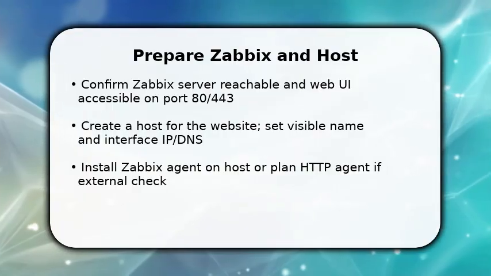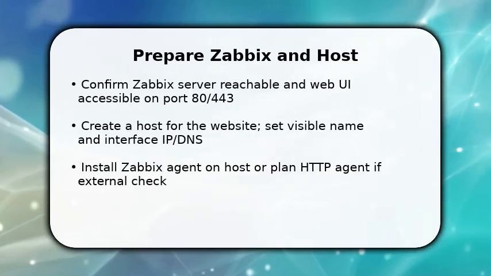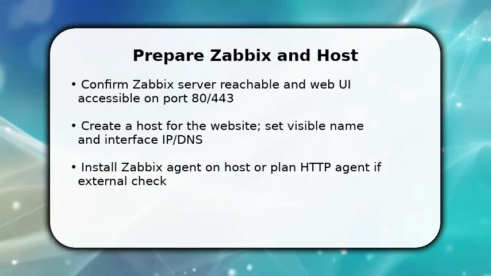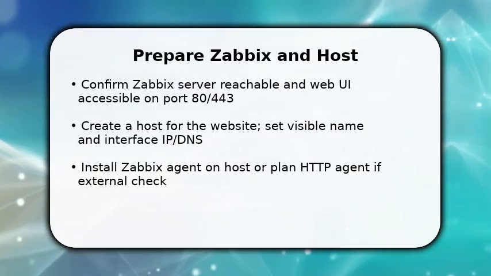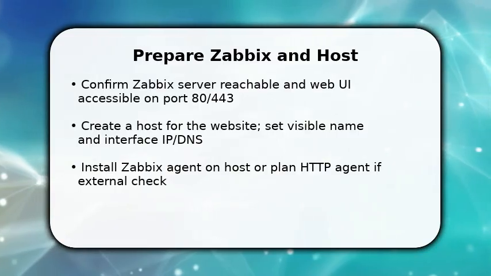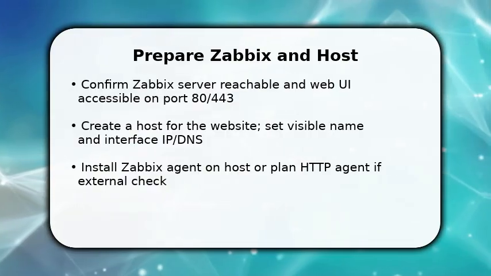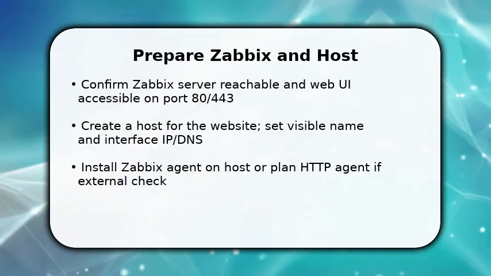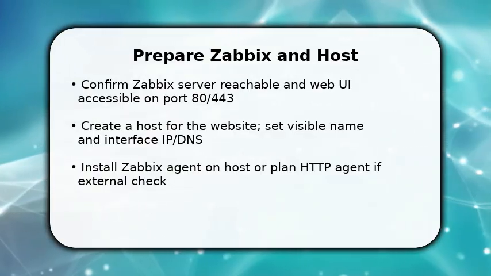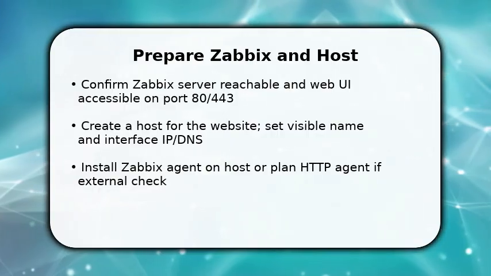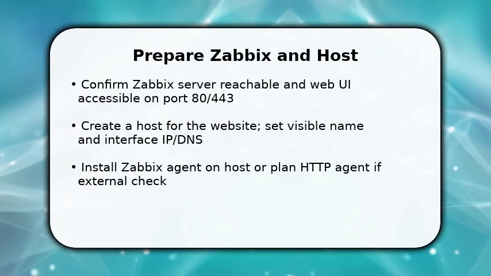You start by ensuring Zabbix server and frontend are reachable. You need the web UI to create items. Once done, add a host for the website and assign either the server IP or DNS so checks have a target. Make sure to install the Zabbix agent only if you need internal metrics. Otherwise, prepare an HTTP agent or use Zabbix server for external checks. This saves time and clarifies which check type, agent versus HTTP, you will configure next.